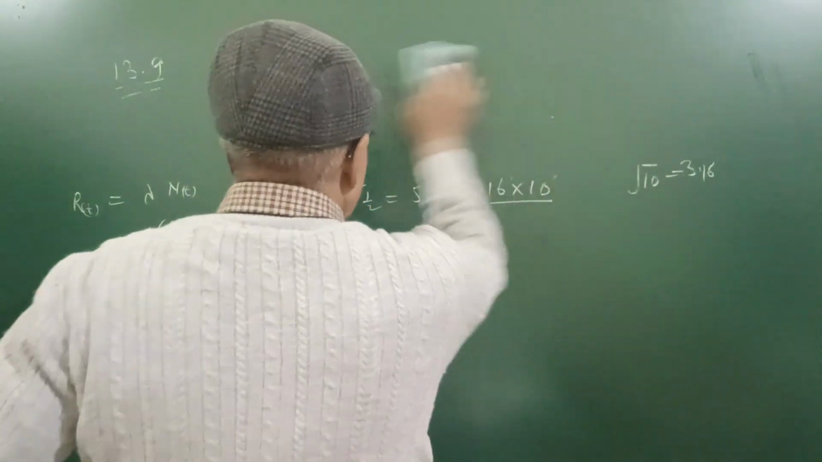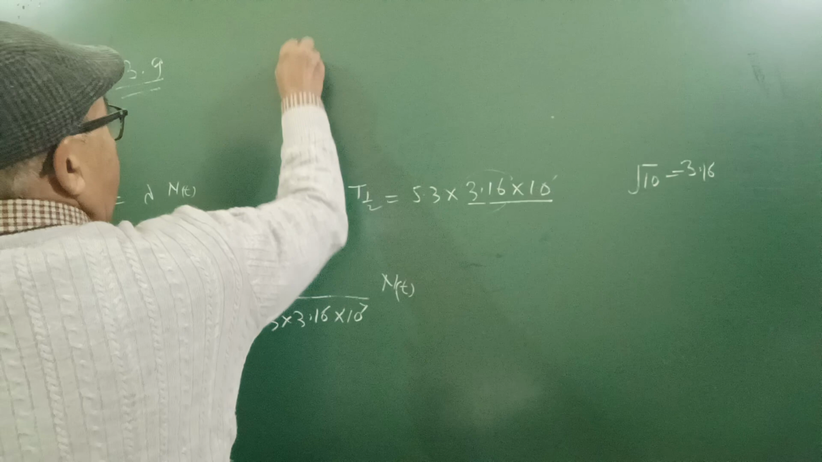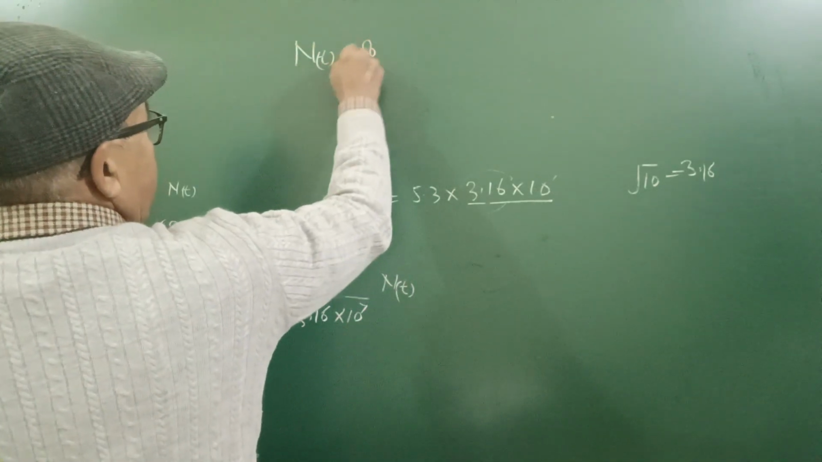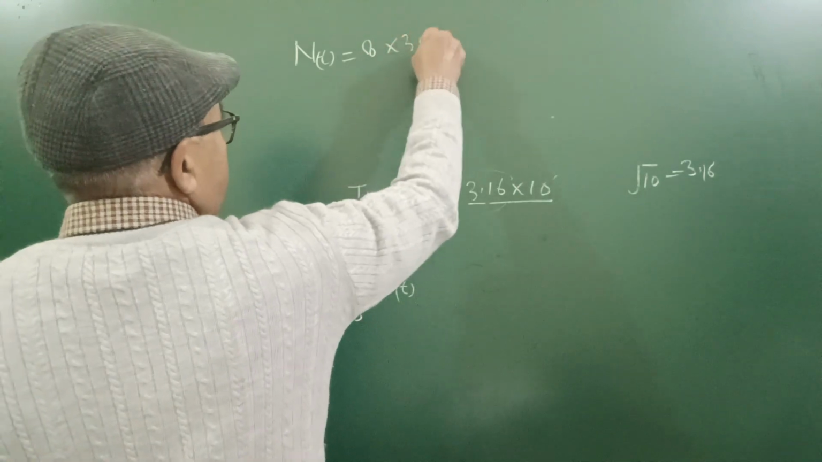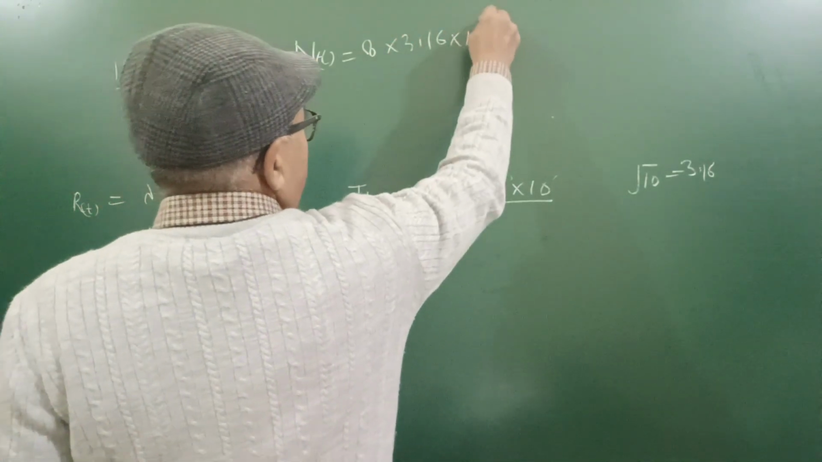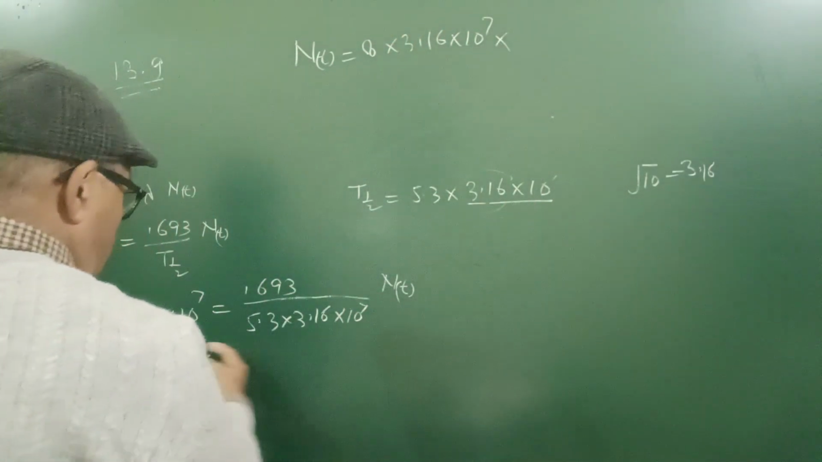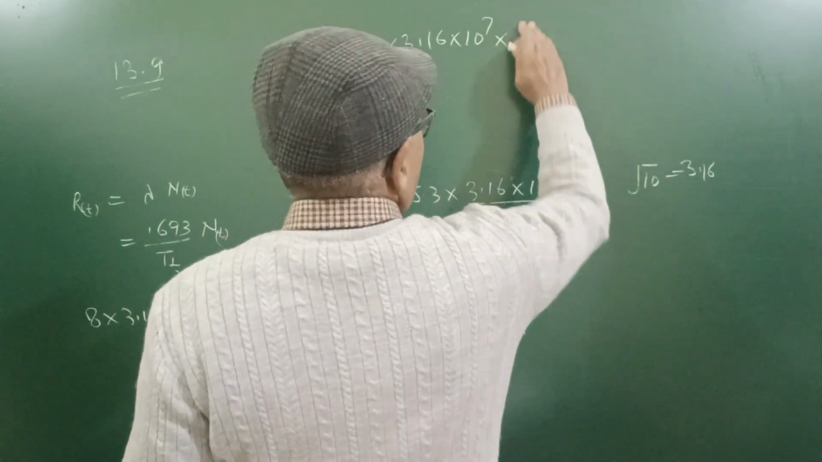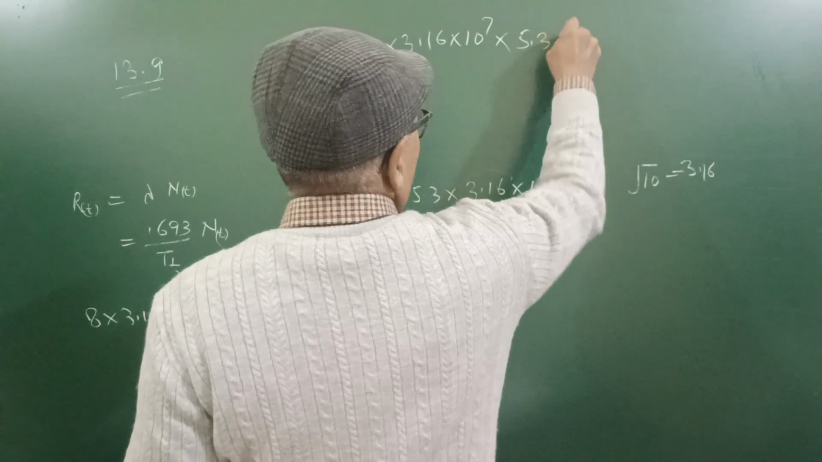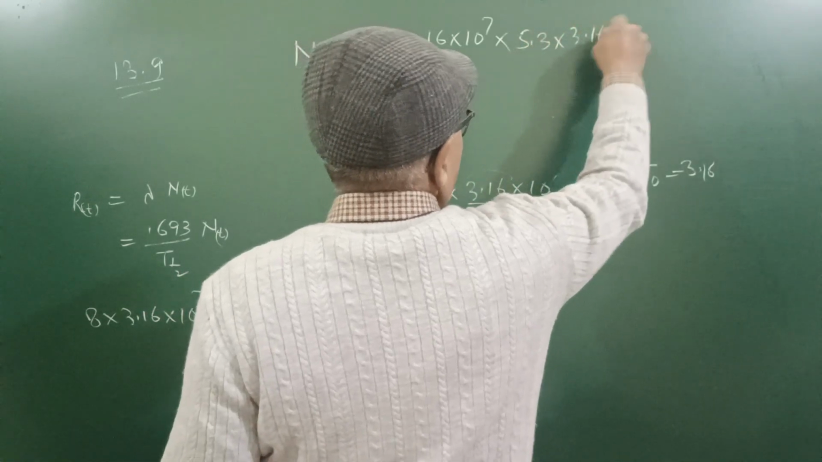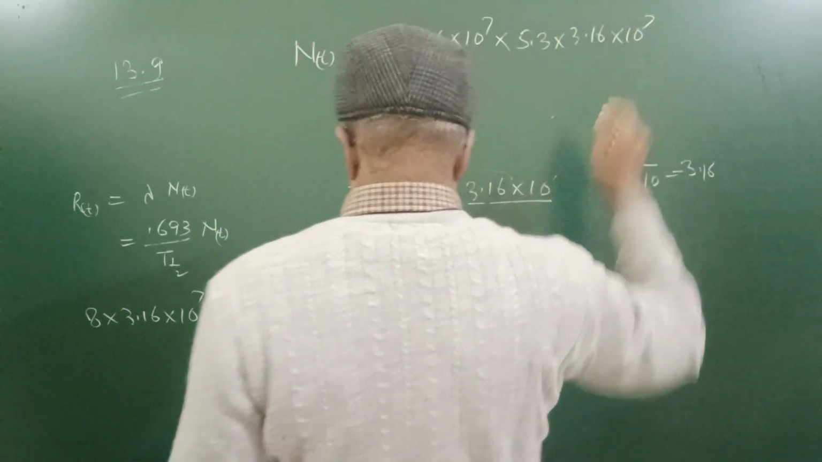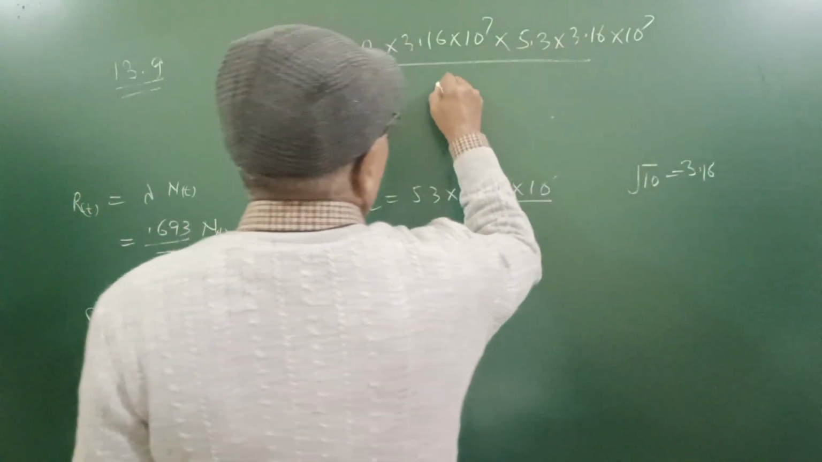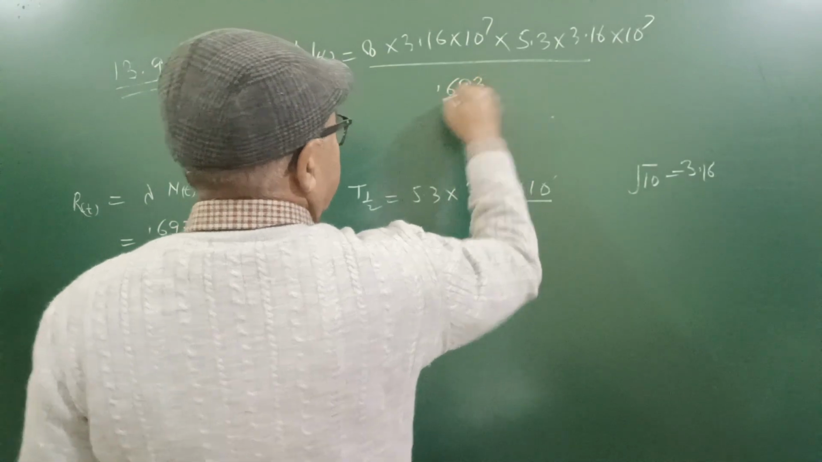N(t) equal to 8 into 3.16 into 10 to the power 7, and into all this thing, 5.3 into 3.16 into 10 to the power 7, upon 0.693.